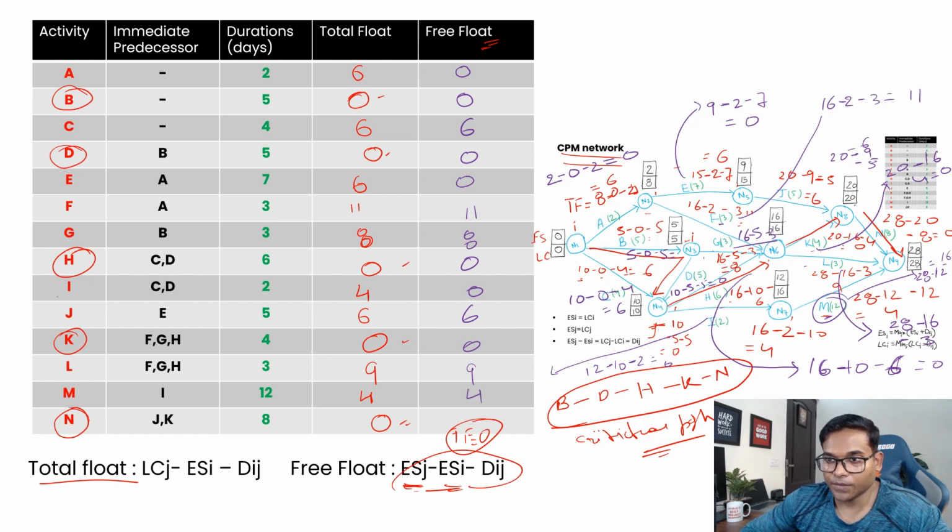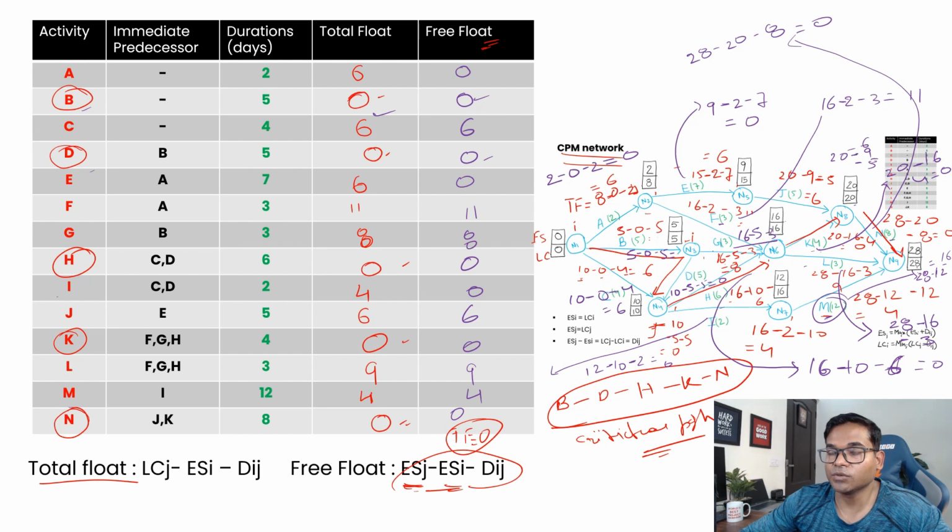Then for N, okay, N is in the critical path, so ideally that should be 0, but we can calculate. So N is this one, let me bring it here. N is this one, okay, so 28 and this 20, so 28 minus 20 minus 8, 8 is the duration, so this is equal to 0, right? So from here, if you see, all the critical path, whether total float or free float, all will be 0, that's for sure.